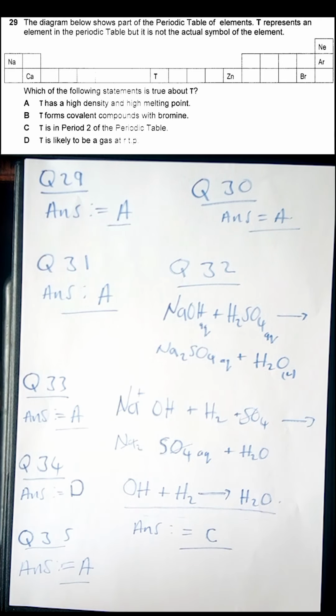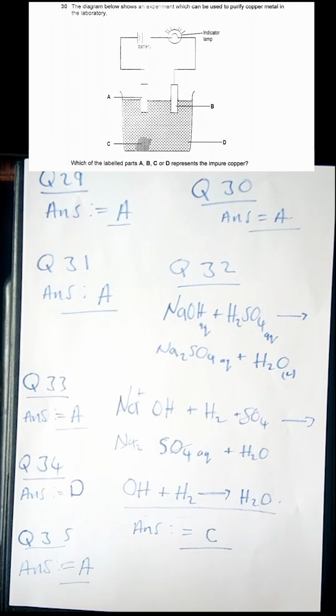We move on to the next question, question number 30. The diagram below shows an experiment which can be used to purify copper metal in a laboratory. Which of the labeled parts A, B, C, or D represent the impure copper? Impure copper from that diagram is represented by A. So the answer is A.